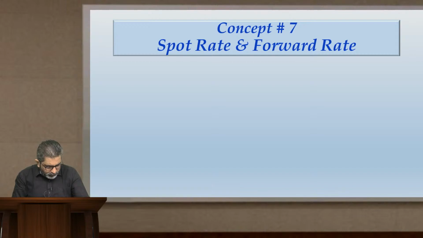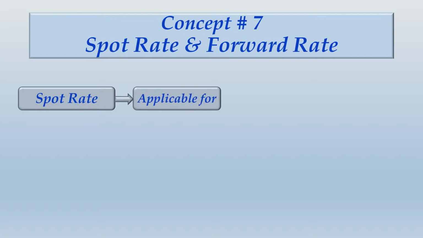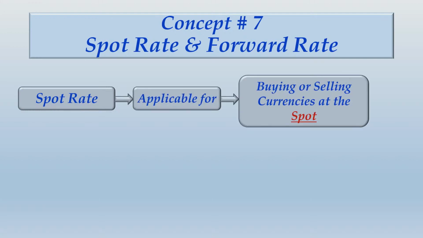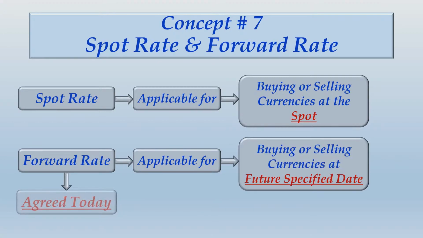I'll just give you the meaning of spot rate and forward rate. Spot rate is applicable for buying or selling currencies at the spot. Forward rate is agreed today, but it is applicable for buying and selling currencies at a future specified date. Take note of this quickly so that I can explain something about forward exchange contracts.